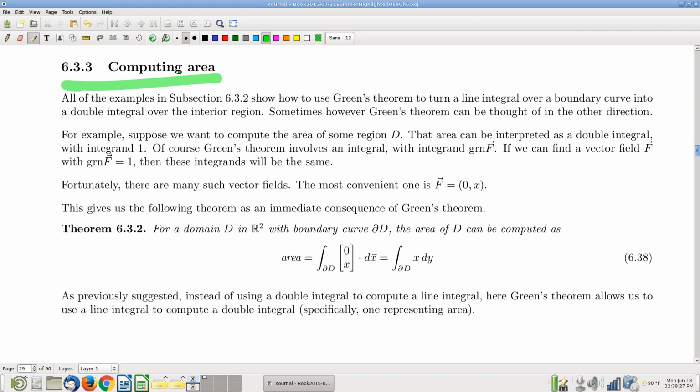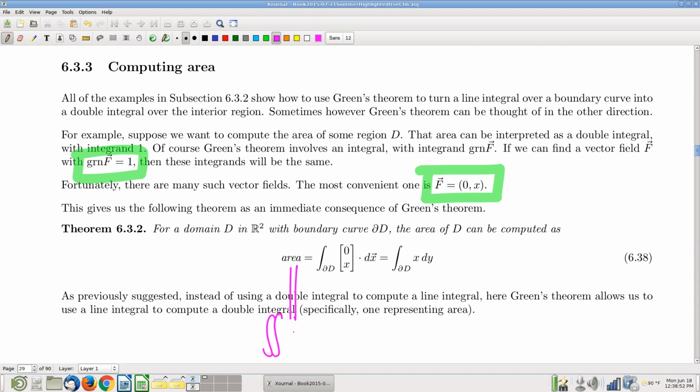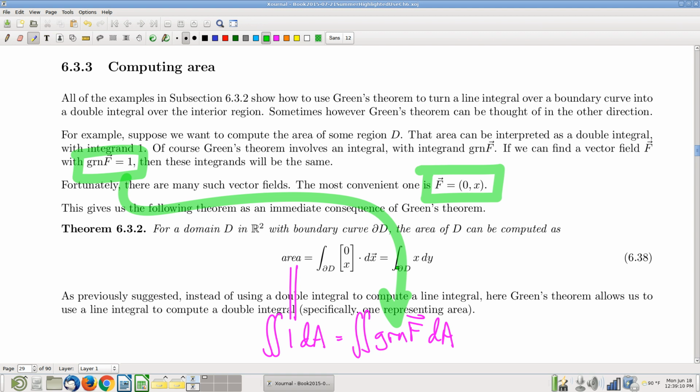Area, of course, being a double integral. So the trick is to use this vector field that has this convenient feature that Green's operator is equal to 1. Let's see what happens as a result of this. Keep in mind this area is a double integral of 1. That's a double integral of Green's operator, because we just agreed that for this vector field, Green F is 1. That then gives me the line integral of the vector field around the boundary.